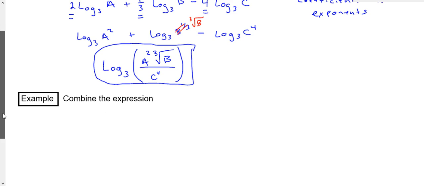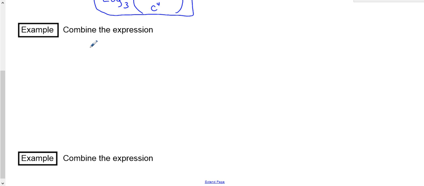Let's look at another example here. So we have natural log of x plus y plus the natural log of x minus y minus 2 times the natural log of 2. Again, I have two expressions. Oh, I've got a coefficient here, so I want to take care of that first. So I'm going to move that to the back here.